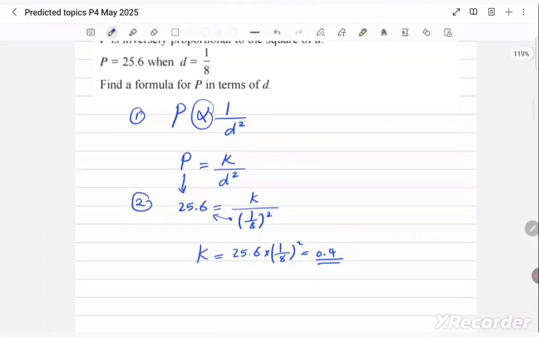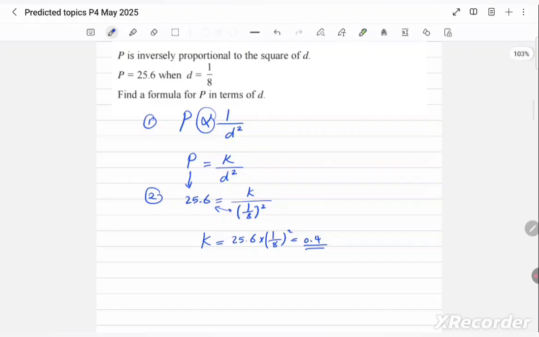So this is k. Now let's rewrite the equation. This is the last step. Usually rewrite the formula again, but write the value of k inside the formula. So P equals k over d squared. What's k? k is 0.4, so P equals 0.4 over d squared. So this is the formula. So the question is finished.